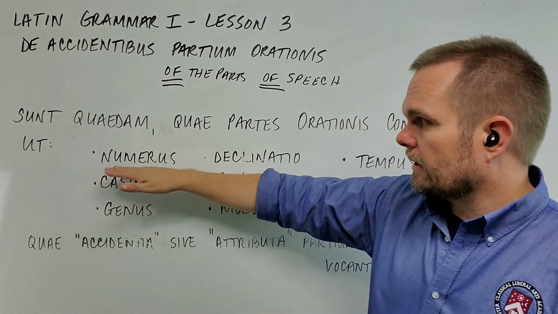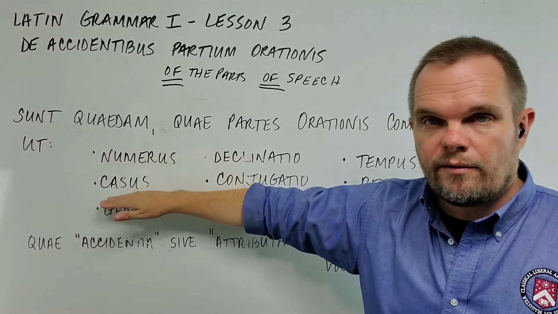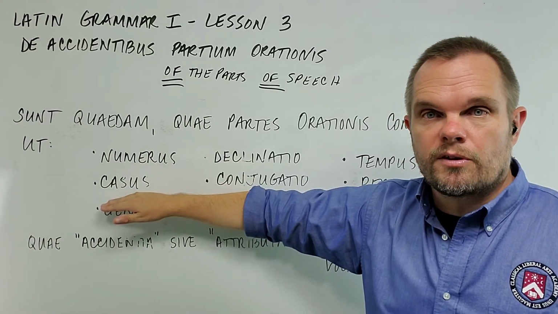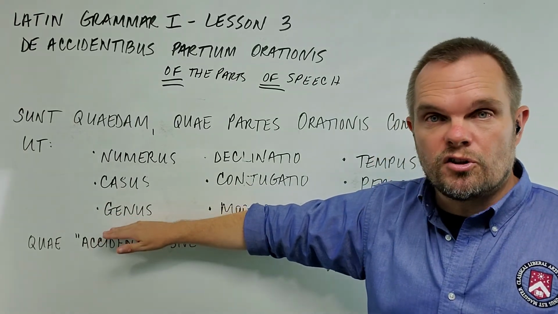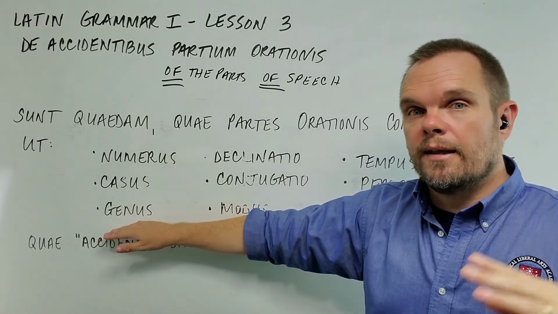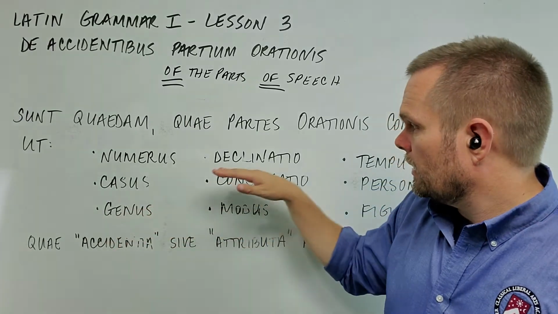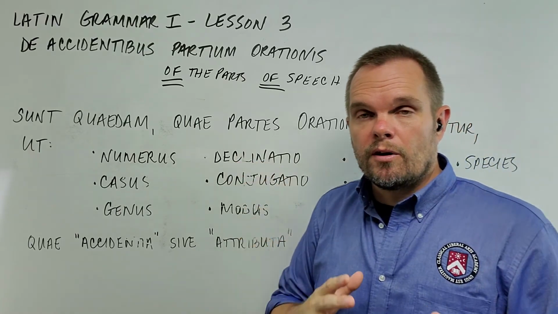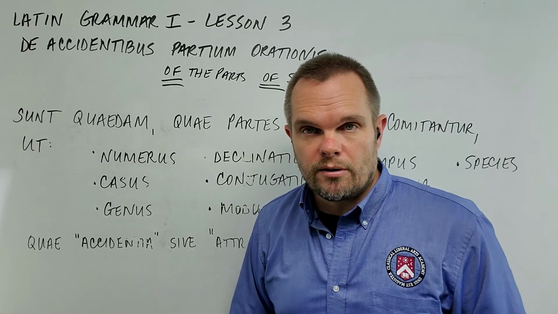So far we've looked at the 2 different numbers, singular and plural. We've looked at the 6 different cases, nominative, genitive, dative, accusative, vocative, and ablative. We've looked at the different genders, the 3 principal genders, masculine, feminine, and neuter, then common of 2, common of 3, epicene, and doubtful. And now we've looked at the 5 noun declensions. And we also see that those 5 noun declensions help us with pronouns and participles.